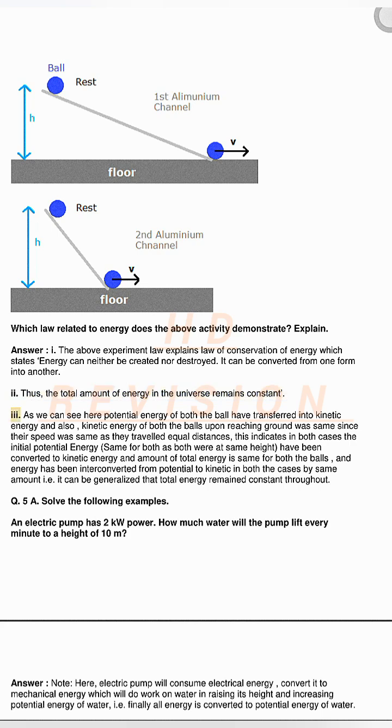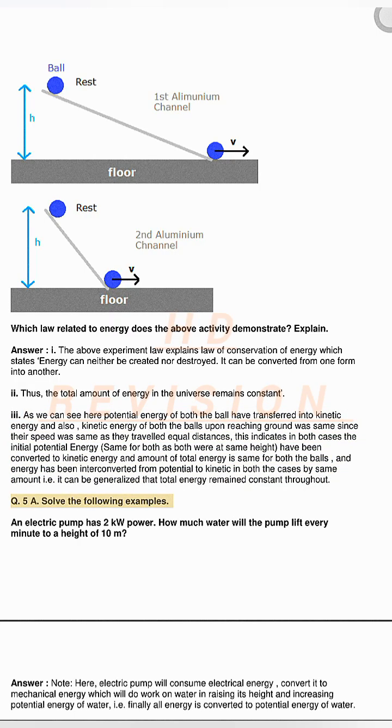As we can see here, potential energy of both the balls has transferred into kinetic energy, and also, kinetic energy of both the balls upon reaching ground was same since their speed was same as they traveled equal distances. This indicates in both cases the initial potential energy, same for both as both were at same height, has been converted to kinetic energy and amount of total energy is same for both the balls, and energy has been interconverted from potential to kinetic in both the cases by same amount, i.e. it can be generalized that total energy remained constant throughout.